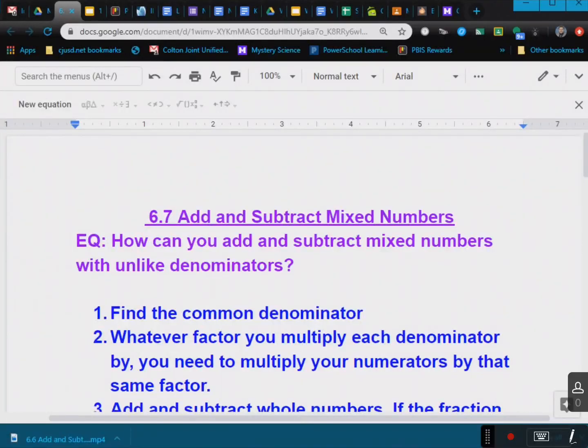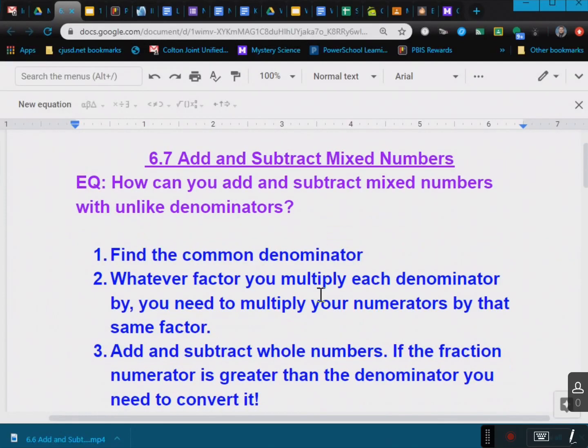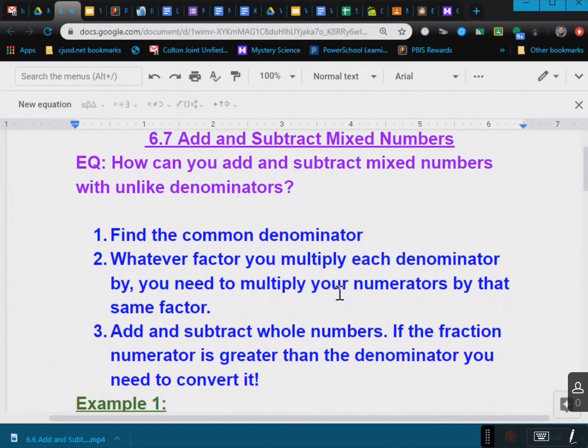Hello everyone, welcome to 6.7, add and subtract mixed numbers. The essential question is, how can you add and subtract mixed numbers with unlike denominators?